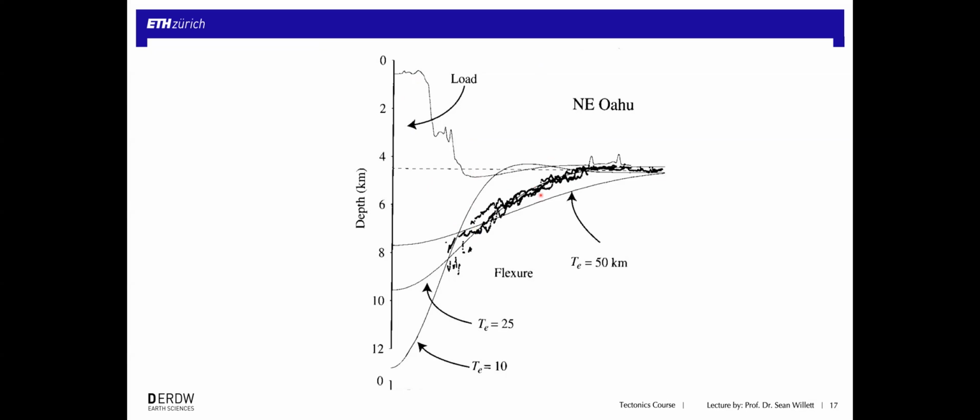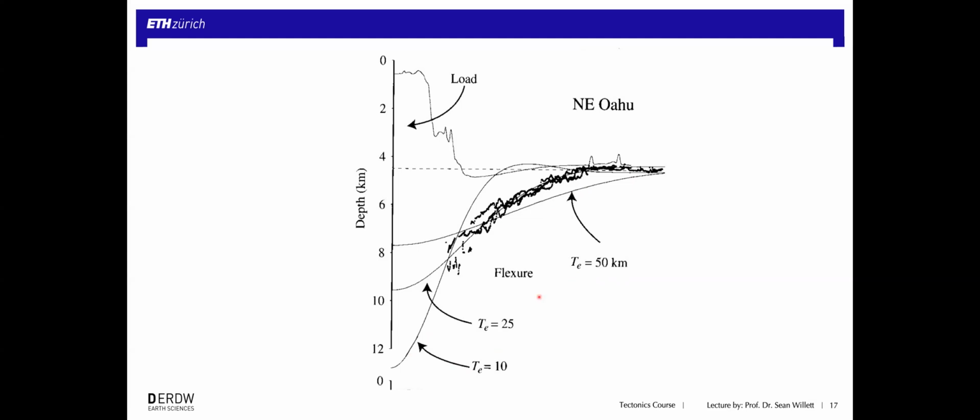And we can then try to fit that by guessing different flexural thicknesses and then a flexural rigidity, and then calculate this deflection curve. So here are a set of theoretical solutions for a lithosphere thickness of 10, 25, and 50 kilometers. And here's the fit to each of those, the prediction for each of those thicknesses.